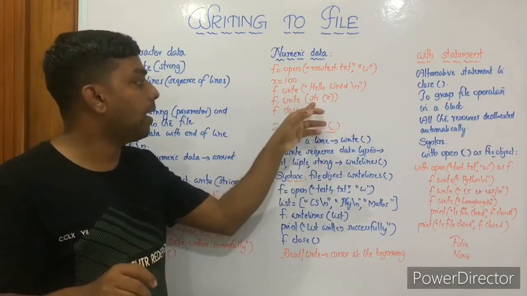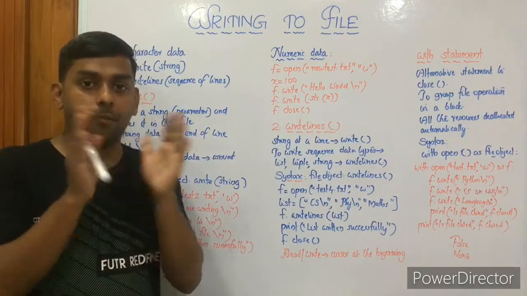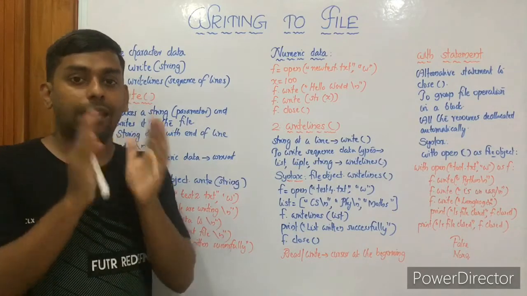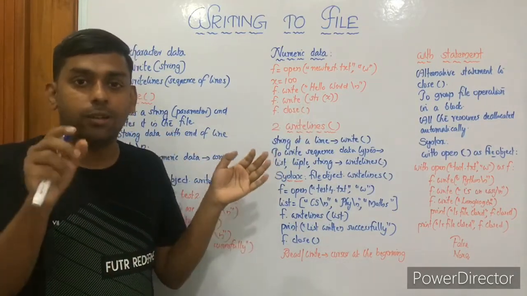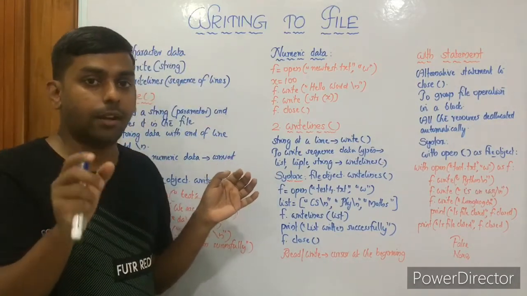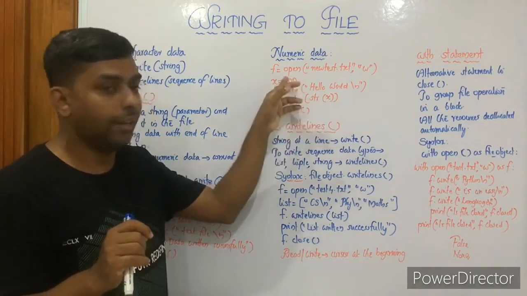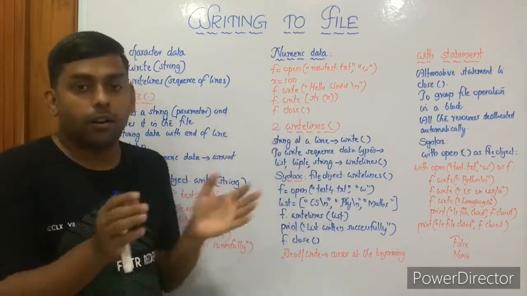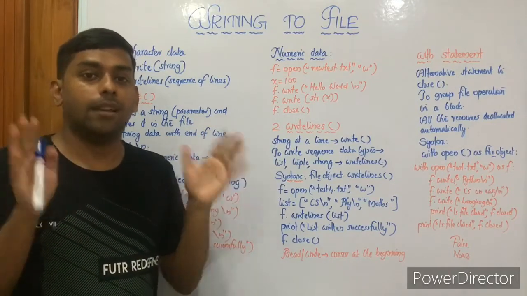Then f.write str of x. What is str of x? We have learned that we have some built-in data type conversion functions, right? Int, float, and yes, str is one of the functions. It's used to convert data to string type. So here our x is integer data, numeric data, that will be converted to string data. So 100 will no longer be an integer, it will be string data.